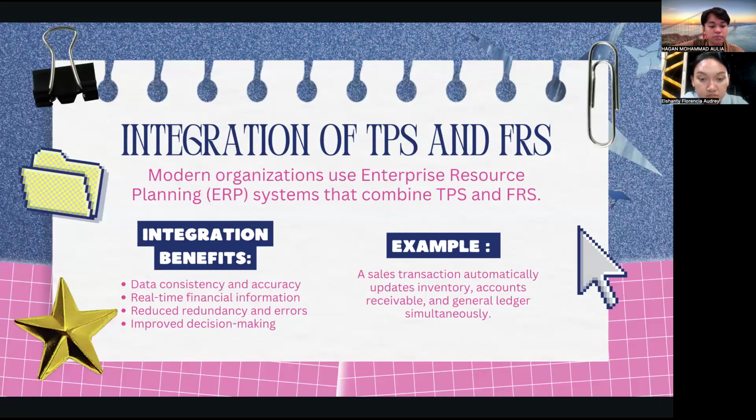In today's business environment, companies operate within integrated systems, commonly through enterprise resource planning or ERP software. This integration allows the TPS and FRS to work seamlessly together. For example, when a sales transaction occurs, the system automatically updates inventory, accounts receivable, and general ledger all in real time. The benefits of integration are consistent and accurate data, reduced redundancy, real-time information, and better decision-making across departments.